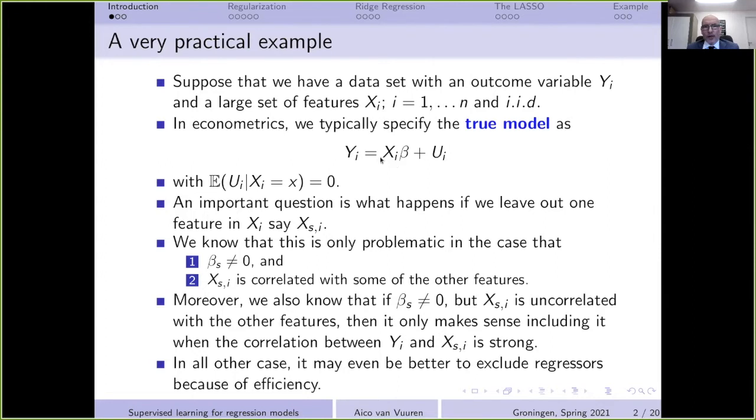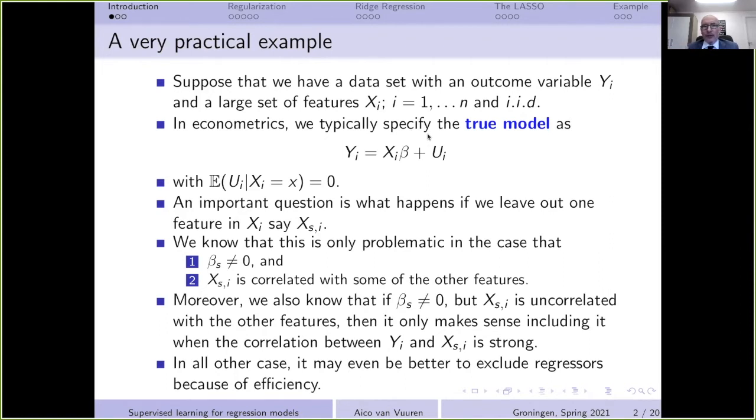Well, then you should realize that what I take out is in fact XS multiplied by beta S. And that of course has a variation. It actually explains this yi that we have over here. That means that variation is going to get into the error term that we have over here. And if that variation is very large, that is going to increase the variance that we have over here.